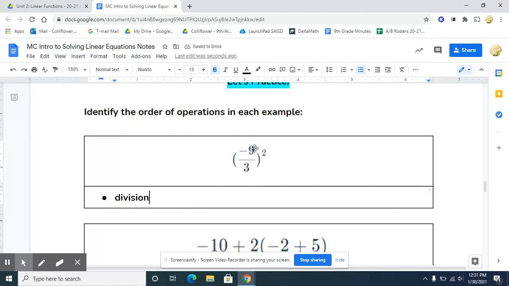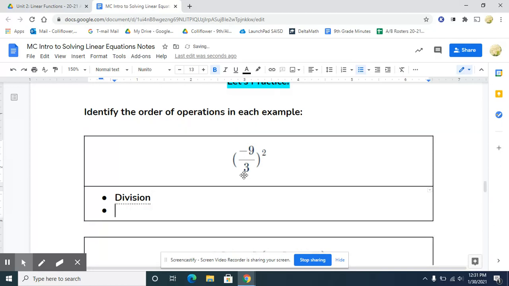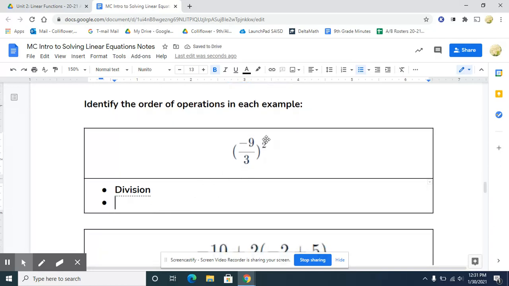We would do the division inside of here first. Our second operation would be this exponent with this power of 2 exponent. We would do the division first, and then we would use the exponent.